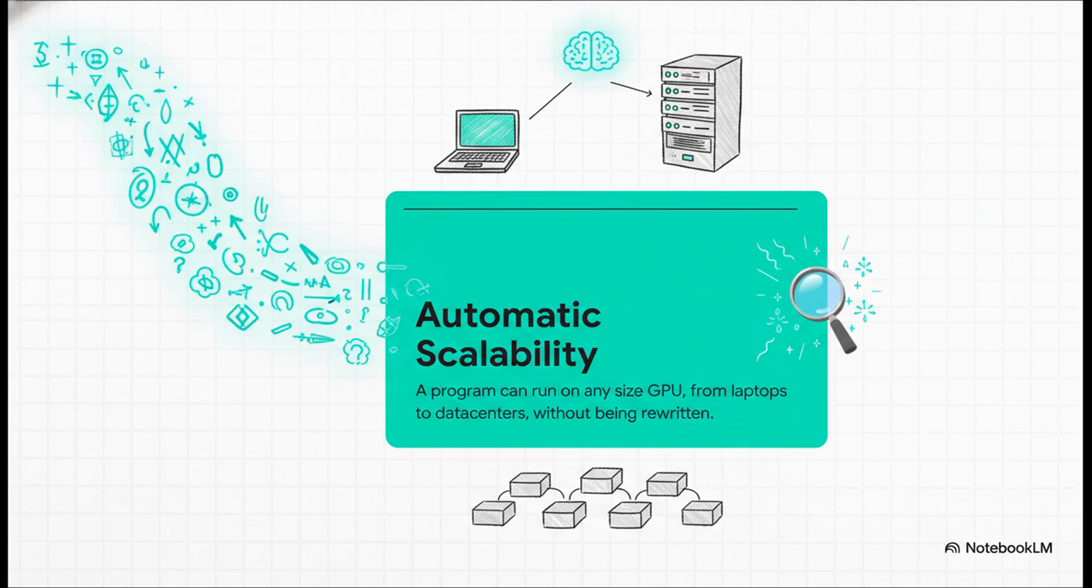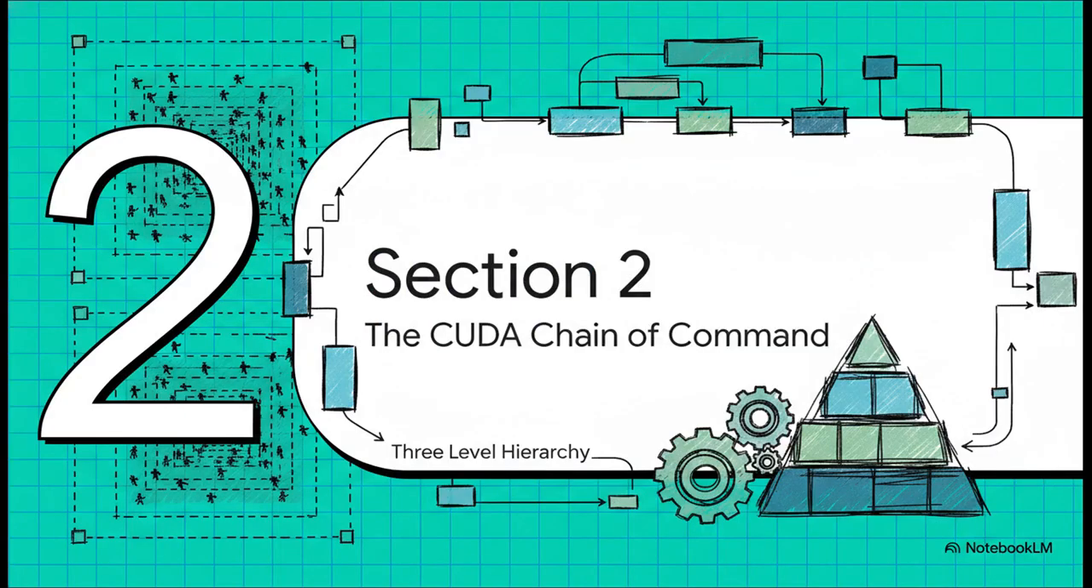It's kind of magical. You write your code one time, defining the total size of your problem. Then, the CUDA system looks at whatever GPU you're running on, could be a little one in your laptop, could be an absolute monster in a data center, and it automatically carves up the work to fit the hardware you have. It's amazing. All right, let's move on to the blueprint itself.